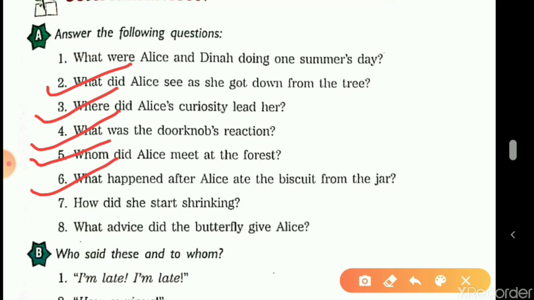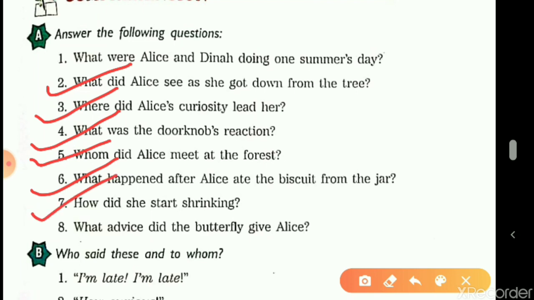Question number 6. What happened after Alice ate the biscuit from the jar? Answer 6. Alice started to grow and grow. Soon she was so big that she was bursting out of the house. Her arms poked through the window and her legs burst out of the door.